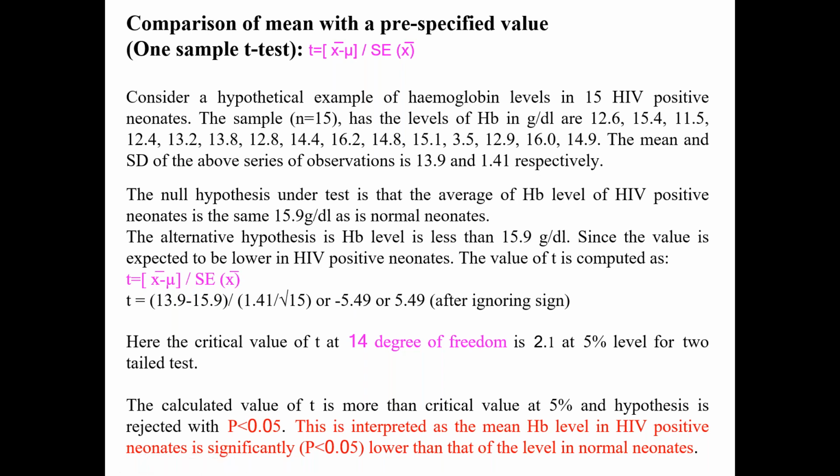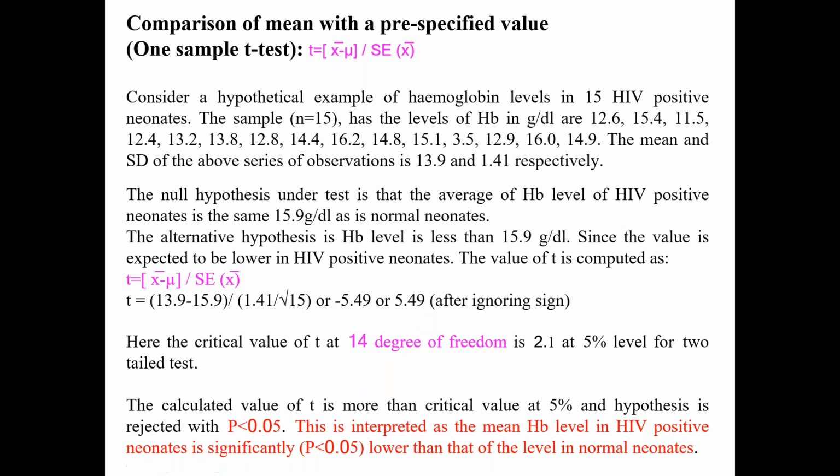Now this minus sign does not give any meaning here, because we just want the difference of the mean. How much is the mean difference, whether it is very large or very small. And if it is very large, and after dividing by the standard error of the mean it is coming out to be quite large also, that means, ignoring the sign, it is 5.49.